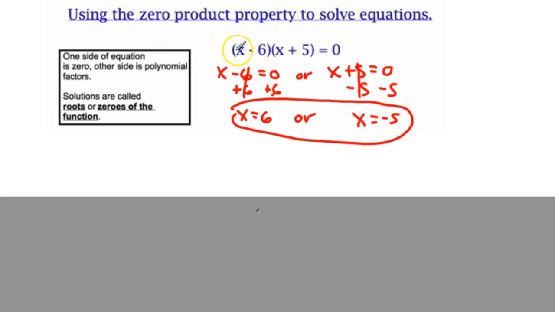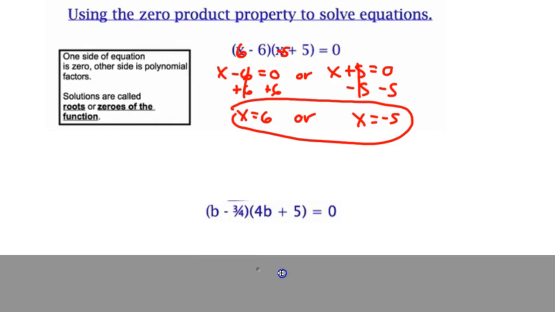Does that work? Well, if I plug in 6 into this equation, if I do like 6 minus 6 is 0, and 0 times anything will be 0, right? So that works. If I put in negative 5 to this polynomial, negative 5 plus 5 is 0, and 0 times whatever this side is will also be 0. So that's how it works.